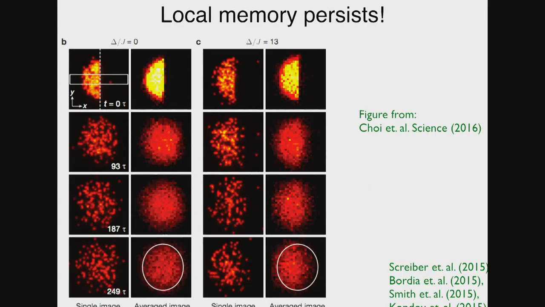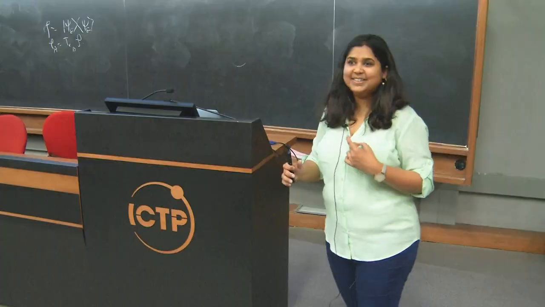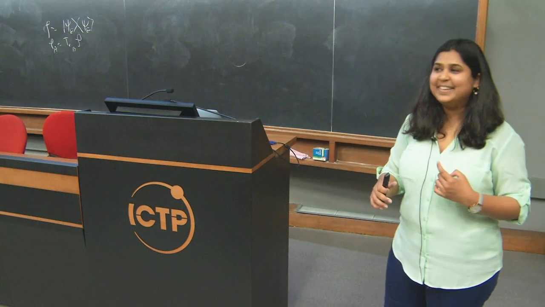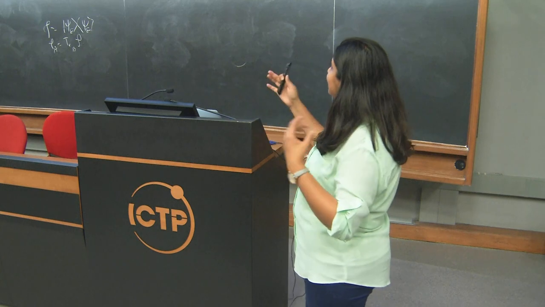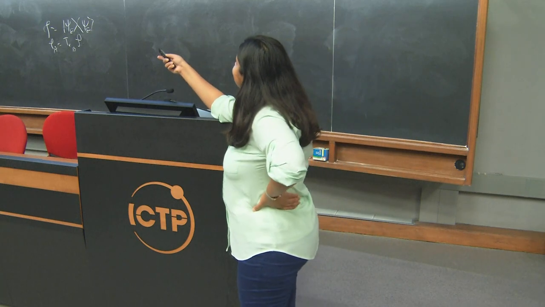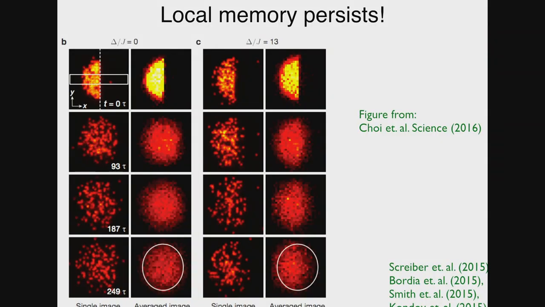Okay, so let me just show you an example. This is from an actual experiment in Immanuel Bloch's group, who you heard from. Did he show this slide already? No. Okay. Let me tell you what's going on here. They have two different parameters here, for your left and right columns.